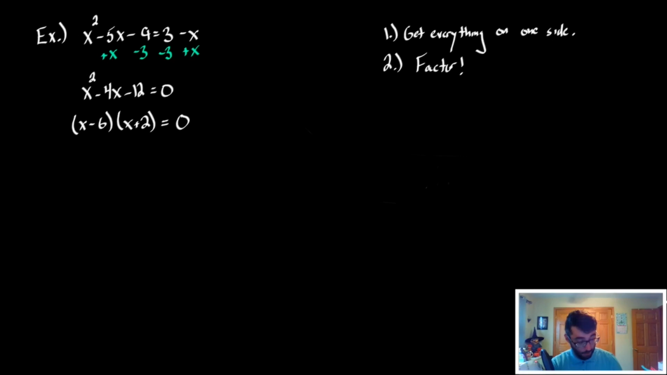Now, what we have to do is use something called the zero product property. The zero product property basically states, let's say you have a bunch of numbers multiplying each other. In this case, we have 2 separate numbers: x minus 6 is going to be one number, and x plus 2 is going to be another number. If they multiply to get 0, that means the first number can be 0, or the second number could be 0, or maybe both of them are 0. So that's what the zero product property states.